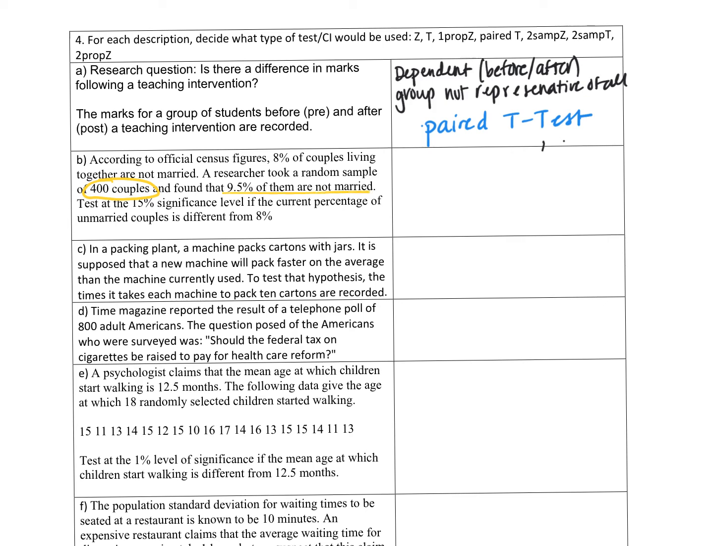All right, so basically all we have here is one sample, and this is a proportion. Because we're saying you're married or you're not. So this has to be a 1 prop Z test.